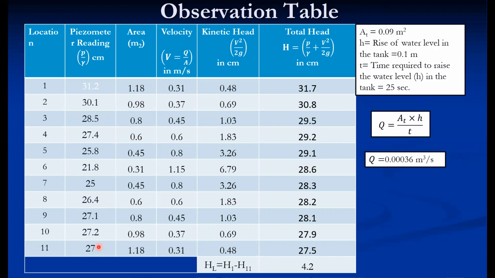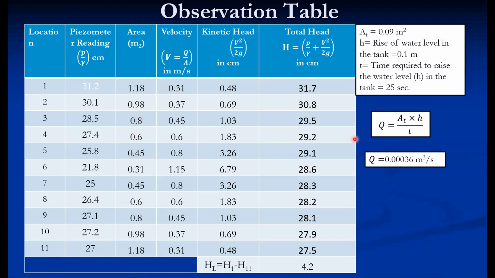So this is the trend of pressures. As the area decreases, pressure also decreases, and it is lowest here. The lowest pressure arises at point 6, and from 6 the area again increases gradually, so the piezometric head also increases gradually. This is section 11.